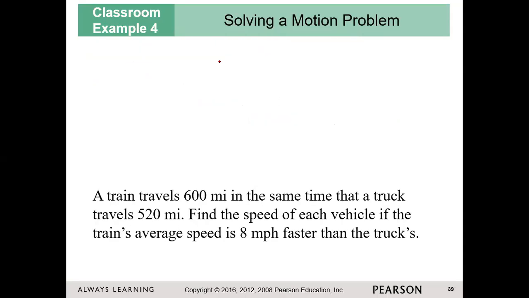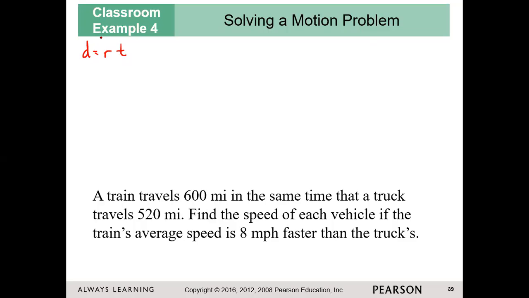So let's see. This one is pretty interesting. So again, we have a train that travels 600 miles in the same time that a truck travels 520. Find the speed of each vehicle if the train's average speed is 8 miles per hour faster than the truck's. So we are probably going to use the distance formula. Distance equals rate times time, okay?